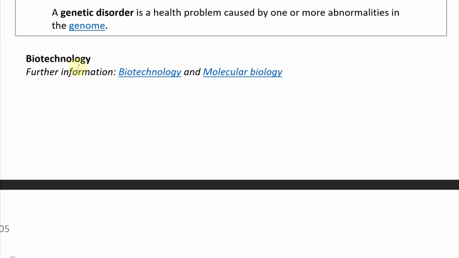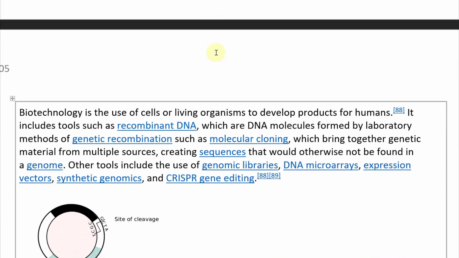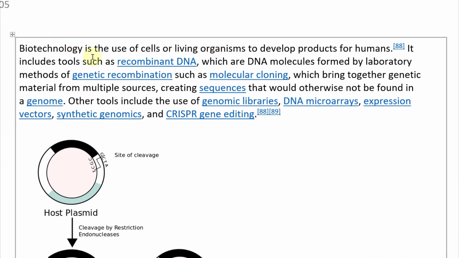Biotechnology. And for further information, as always, you can look at biotechnology and molecular biology, the separate Wikipedia articles. Let's continue further. So biotechnology is the use of cells or living organisms to develop products for humans.